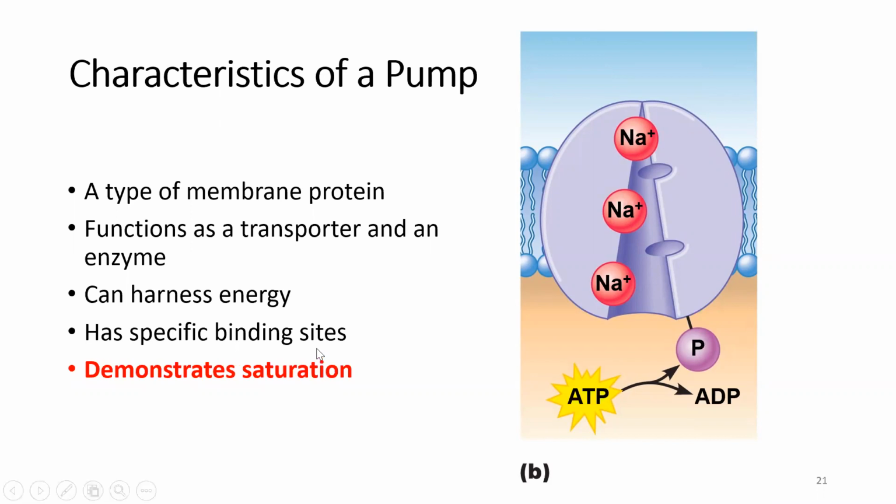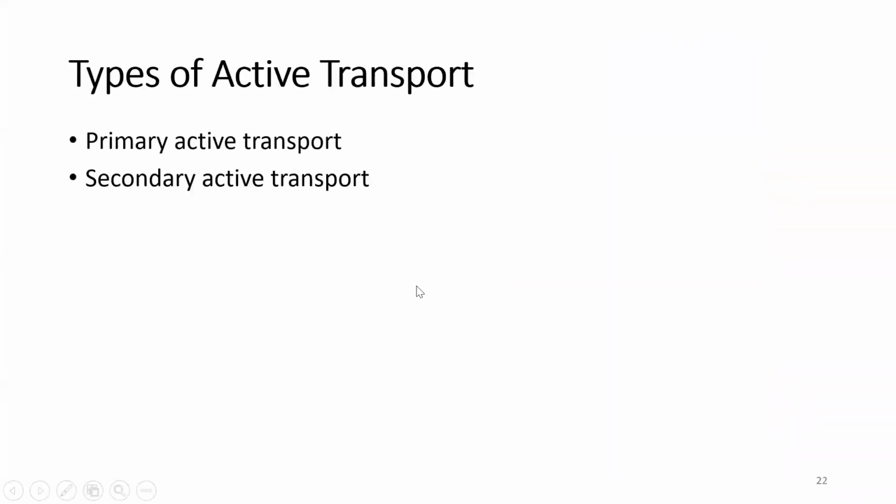Now, these pumps can exhibit saturation, meaning that when we've maxed out the number of particles being moved, then we max out the movement of this type of active transport. We max out the movement of these particles. So let's move on here to talk about the two types of active transport. There's primary active transport, which uses ATP directly. And there's secondary active transport, which uses the energy that's liberated from another molecule moving according to its gradient.